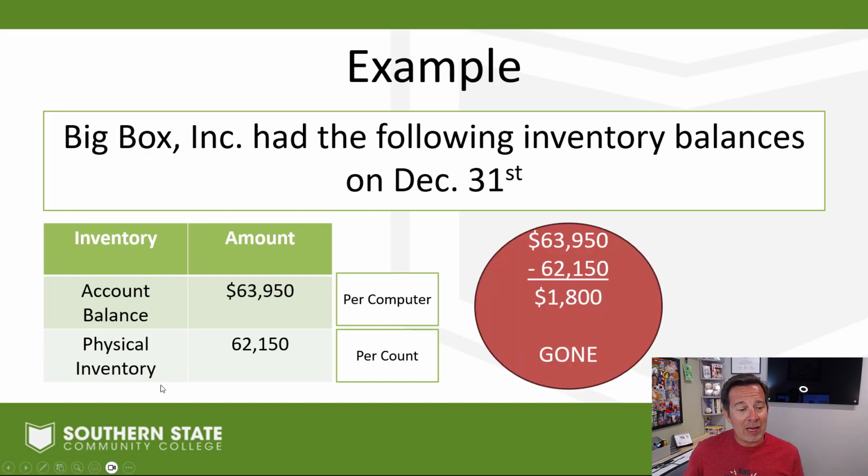We calculate the amount, we take the computer amount, we subtract out the physical count, we got 1,800. Poof, gone. Who knows where it went? We're not worried about that part right now. We just have to make an accounting entry to reflect the fact that $1,800 worth of inventory has grown legs and walked out of the store.